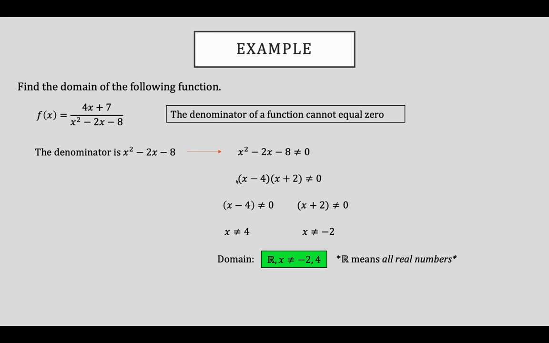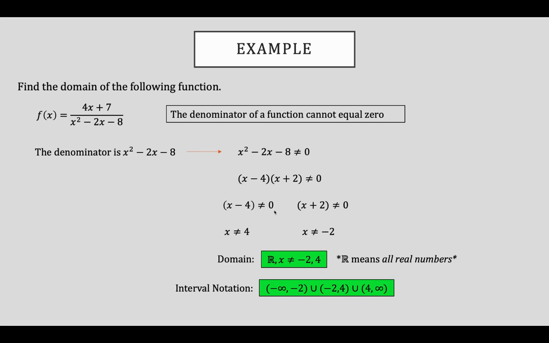This fancy looking R with two bars on the left-hand side means all real numbers. To write our answer in interval notation, we would have parentheses negative infinity comma negative 2 in union with negative 2 comma 4 in union with 4 comma infinity.